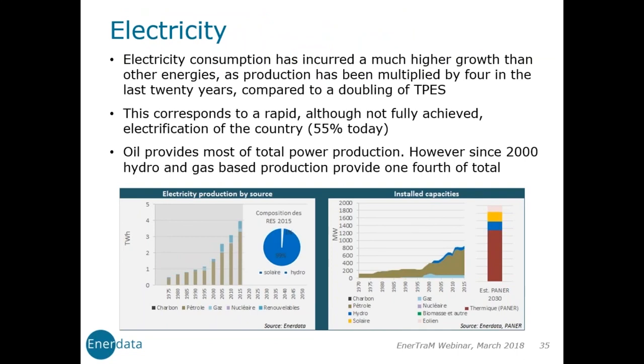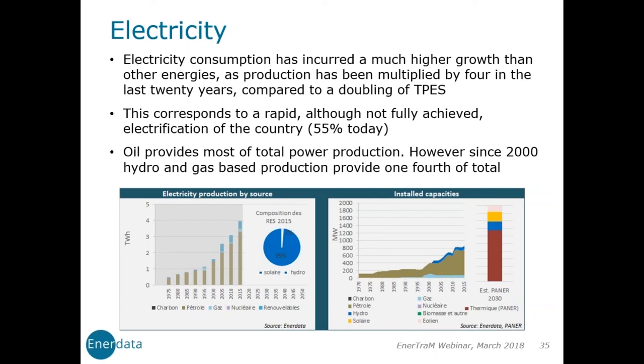Finally, the electricity sector. Electricity consumption has incurred a much higher growth than other energies, as production has been multiplied by a factor of 4 in the last 20 years, compared to a doubling of overall total primary energy supply. This corresponds to a rapid, although not fully achieved, electrification of the country. Today, 55% of the population in Senegal has electricity, but this electrification rate is much lower in some countryside parts of the country, down to about 20% in the rural part of the country.